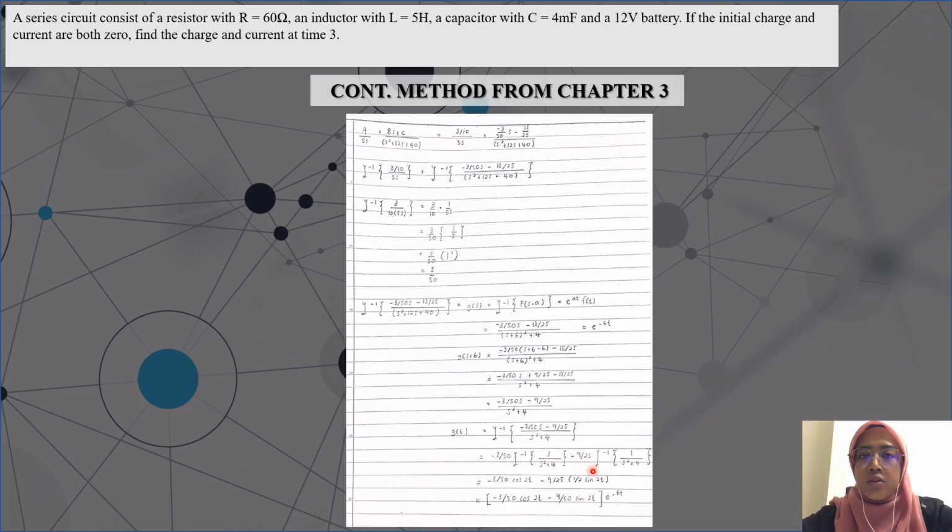So in the equation, only s power of 2 plus 4 and 1/s power of 2 plus 4 will remain. So based on the table of the Laplace transform, we will get the final answer. The final answer is negative 3 divided by 50 cos 2t minus 9 divided by 50 sin 2t, multiplied by exponent power of negative 6t.